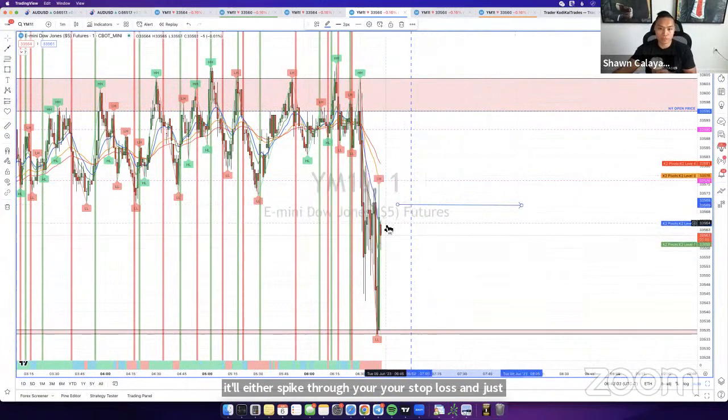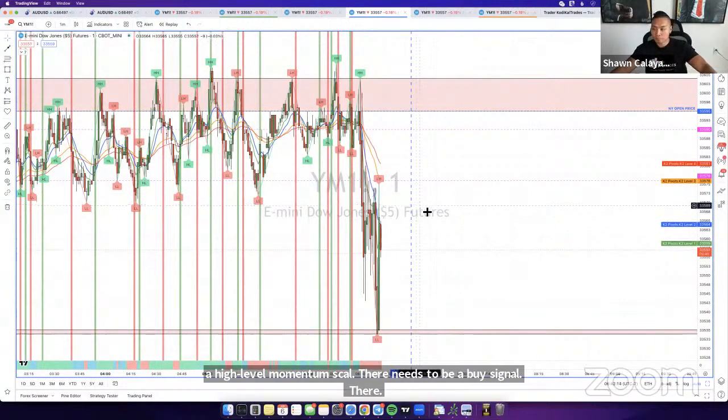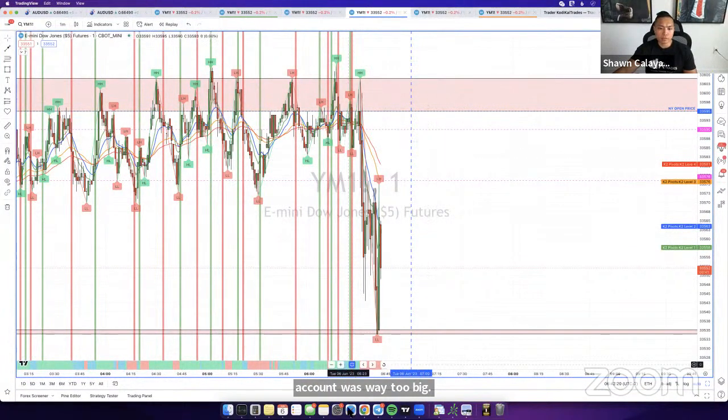So this candle broke and closed past pivots 1 and 2 with no buy signal. So there's no entry there for a high-low momentum scalp. There needed to be a buy signal there. Even if there was, I wouldn't take it because the candle's way too big. All right, so we got nothing here right now. Let me just make sure I'm not missing anything.